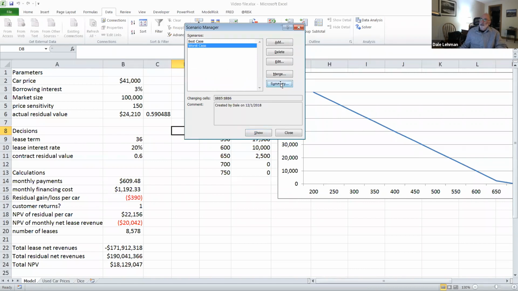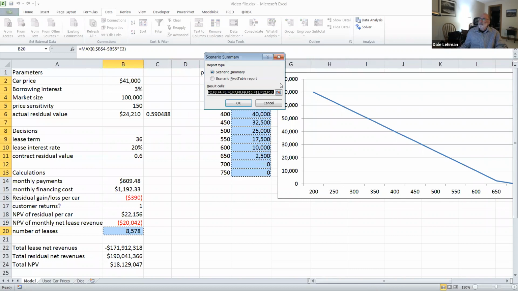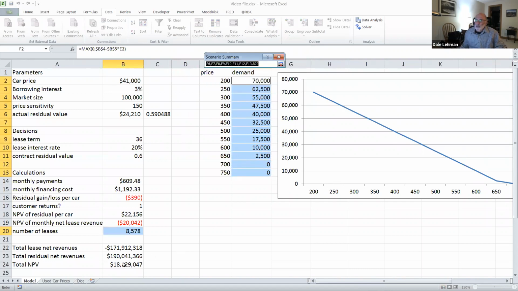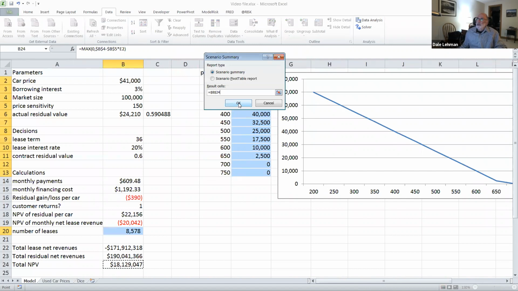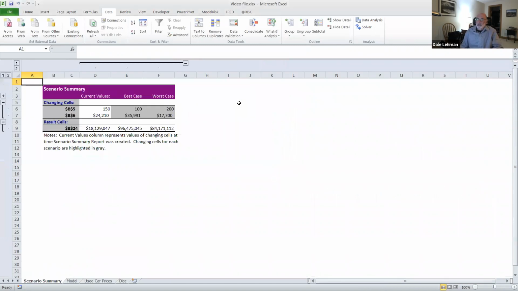Now you can click the Summary tab. Oh, and the results cell, what we want to focus on is just the net present value. Click OK, you get a scenario summary. Here's our base case, 18,129,000. Best case is about 96 million. Worst case comes out at 84 million.